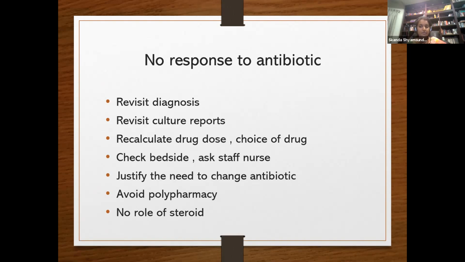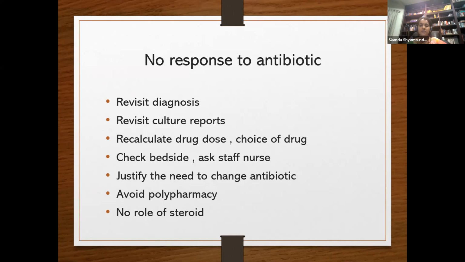So think about the choice of drug. The one we wrote on the first day, do I actually need it for this child, is it okay? Check the bedside, then justify the need to change the antibiotic. If you are changing, please document. The role of documenting has not been stressed enough. Avoid polypharmacy. Some prescriptions come with 2-3 drugs covering everything. So avoid polypharmacy. Targeted treatment at the appropriate dose is always welcome.